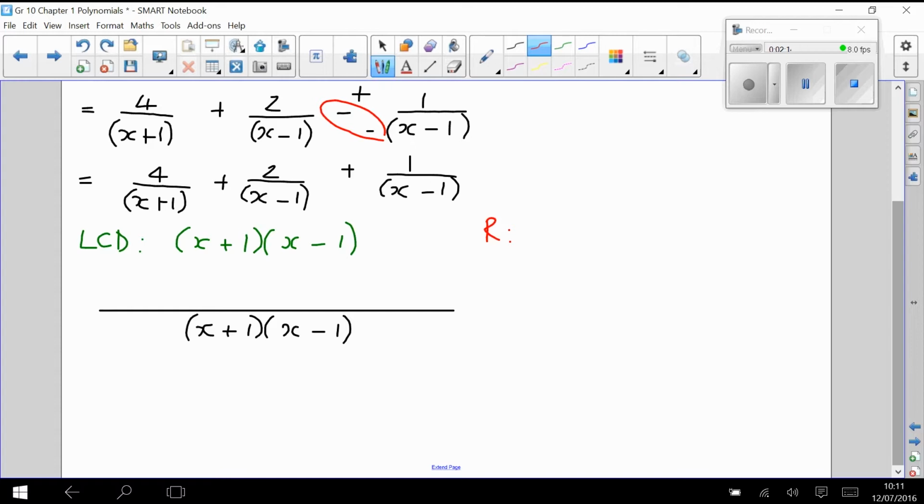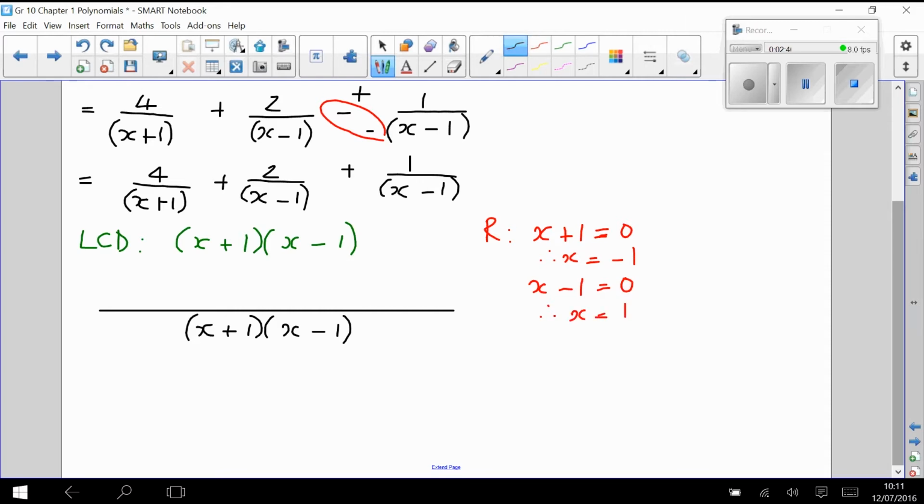So writing down the restrictions for this sum so that I note where I might have had a 0 denominator, I cannot have a 0 when x plus 1 is equal to 0. In other words, when x is equal to minus 1, and I cannot have a 0 when x minus 1 is equal to 0. In other words, when x is equal to 1.